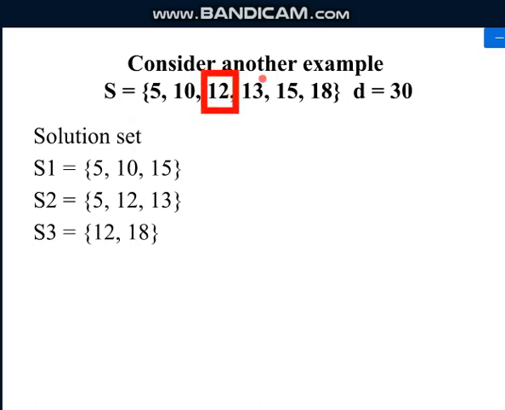So 12 plus 13 is 25. So obviously the next element will be greater than 13 and that will give you more than 30. So again that is a dead end. So I'll exclude 13 and I'll try with 15. 12 plus 15 will give you 27 and the next element is greater than 15, so if I include that, that will be greater than 30. So I'll exclude 15. Now again I'll try with 18. So 12 plus 18 will give me 30. So this is also another solution. So this is how you proceed with backtracking.